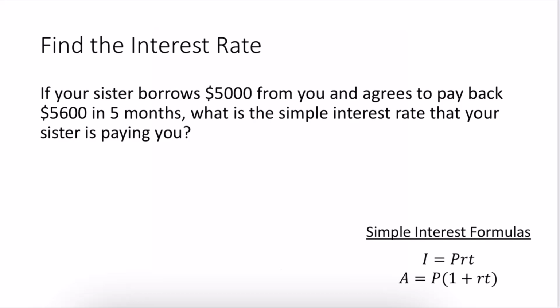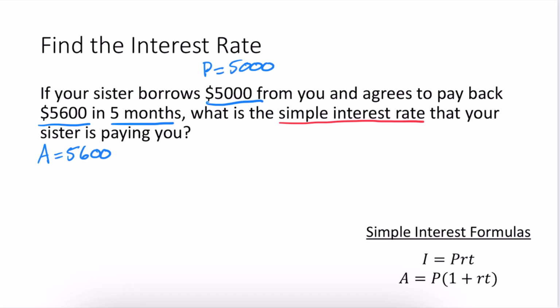All right, so let's say that your sister borrows $5,000 from you and agrees to pay it back with $5,600 in 5 months. And the question we're asked is, what is the simple interest rate that your sister is paying you? So if we look at the information that was given to us, the initial amount, or P, is going to be $5,000. And the amount she pays back at the end is going to be $5,600, and the time is 5 months.